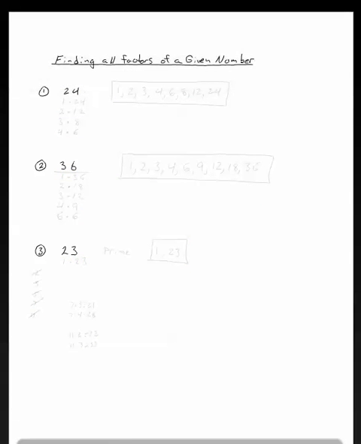Finding all the factors of a given number. In order to be able to find all the factors of a given number, what we want are all the factor pairs. And that means what times what will give us that number. Now for 24, I always start with 1.